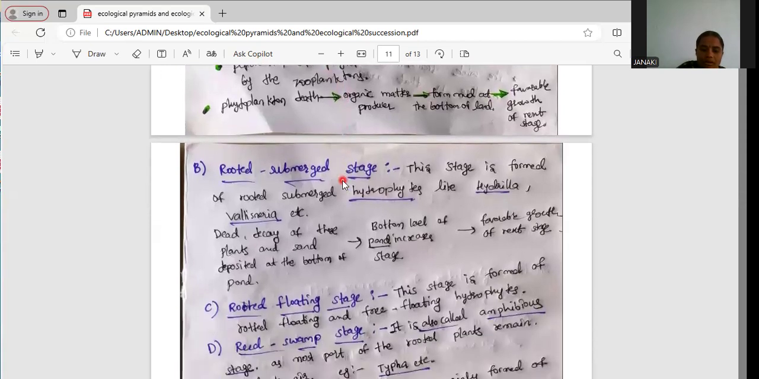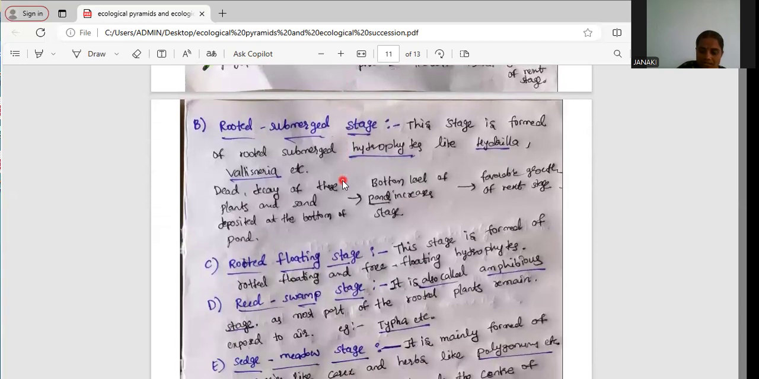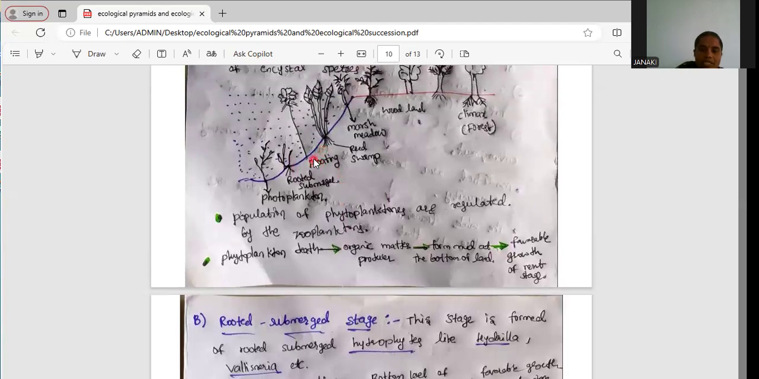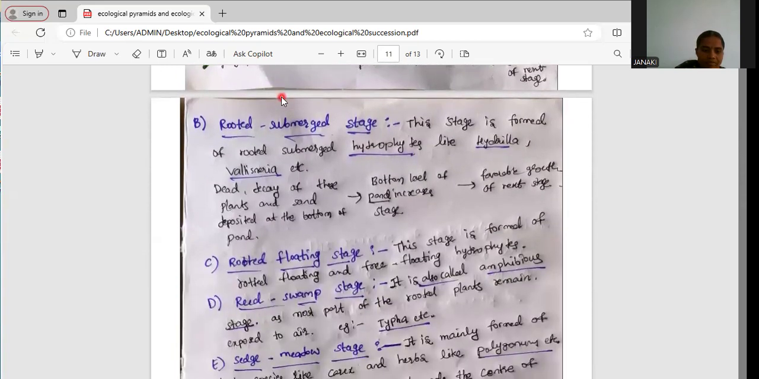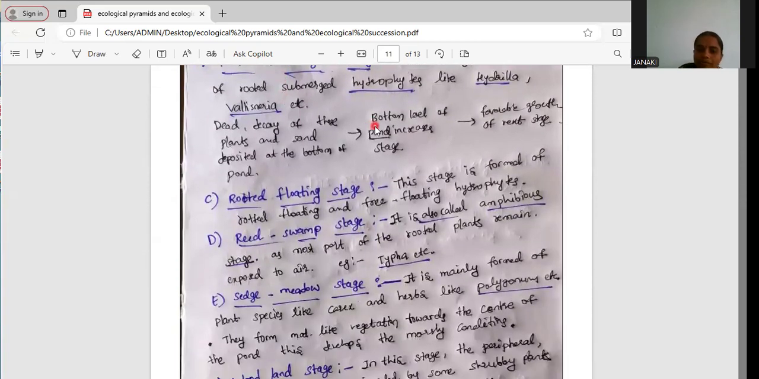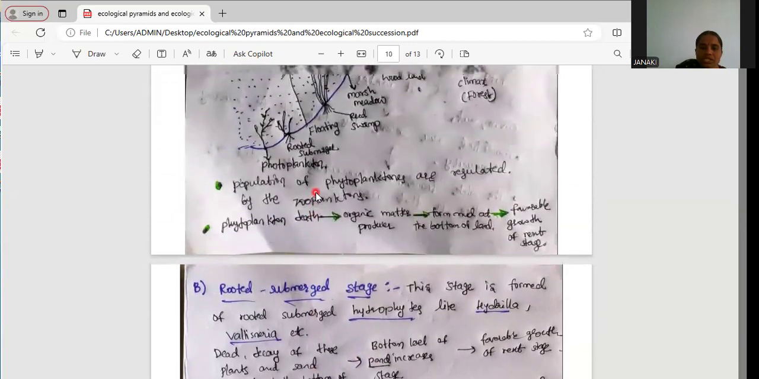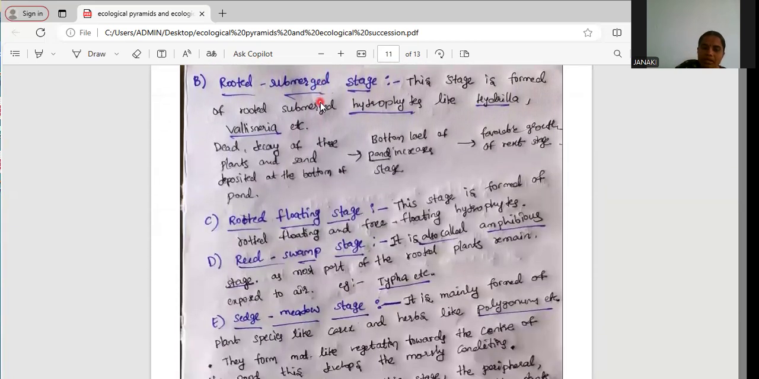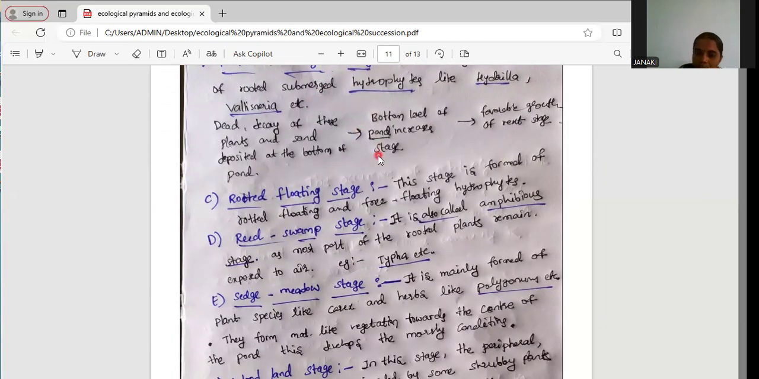Next one, the rooted floating stage. See this rooted floating stage, where flowers and leaves also come up on top. This stage is formed of rooted floating and free floating hydrophytes. Next, the reed swamp stage. See this picture, where leaves are growing and trees are developing. The reed swamp stage is also called the amphibious stage.